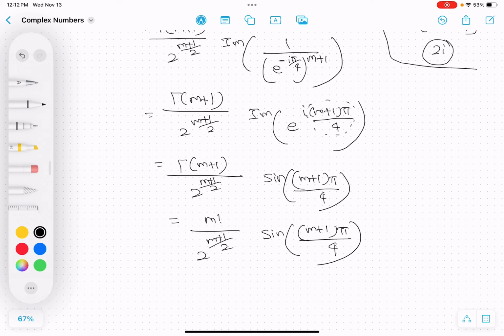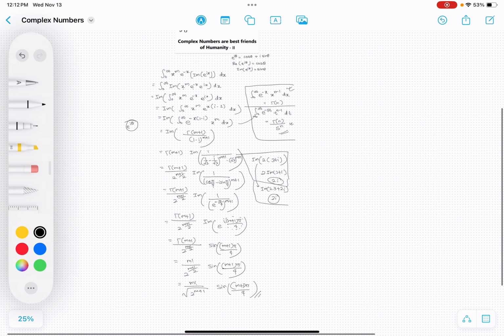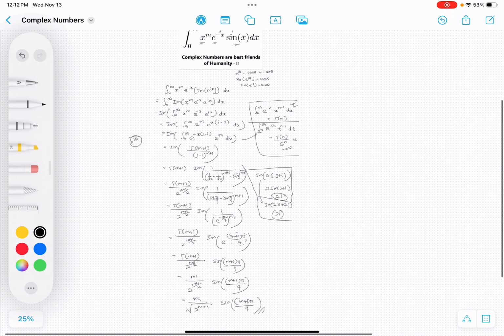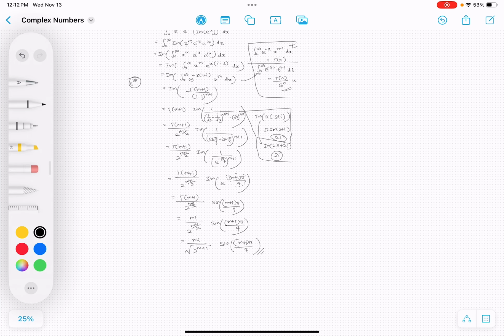Now let me just check the answer because I do have an answer key for this one. Let me see if it matches or not. So m factorial, okay. The answer is m factorial by square root of 2 to the power m plus 1, which is the same, and then sine of m plus 1 pi by 4, which is also the same. So yeah, the answer matches, and this is the answer. So to summarize the solution, we just express sine in terms of the imaginary numbers, and then we use the gamma function, and then we try to extract out the imaginary part, and that gives us the answer.